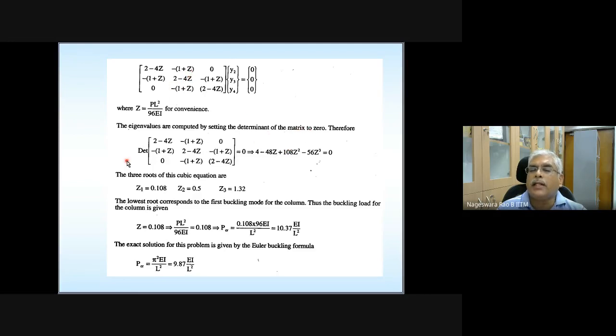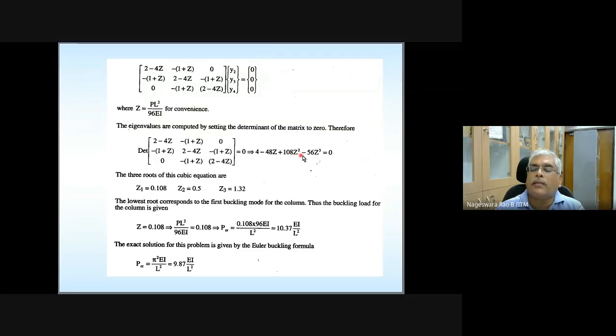By equating the determinant of that, you just use your matrix algebra. This is a 3 by 3 matrix. When you take the determinant of a 3 by 3 matrix, you are going to get a cubic equation. If it is 2 by 2, you are going to get a quadratic. So equating the determinant to 0, you are going to get a cubic equation.